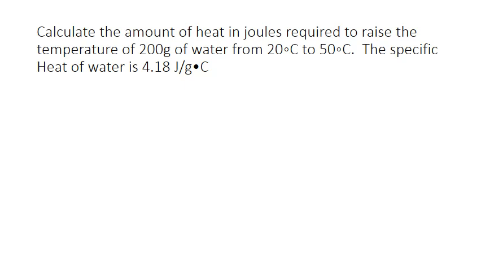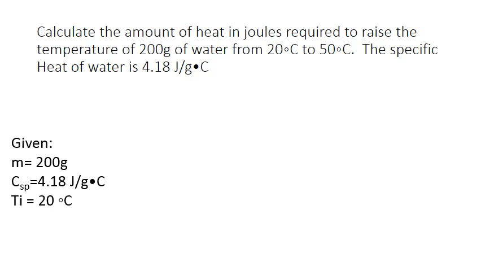The first step in any problem is to write down our given information. So in this problem, we are given 200 grams of water, the mass. We are given the specific heat, which is 4.18 joules per gram per degree Celsius. Our initial temperature is 20 degrees, and our final temperature is 50 degrees Celsius. The difference in temperature in this case would be 30 degrees Celsius.